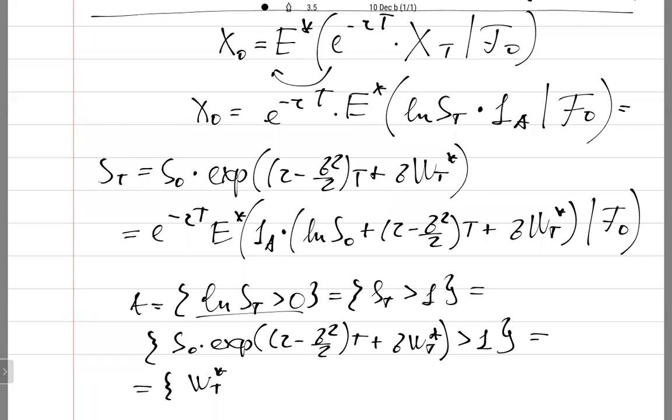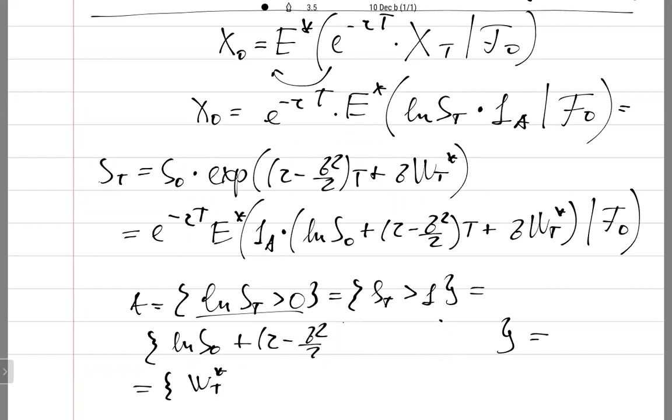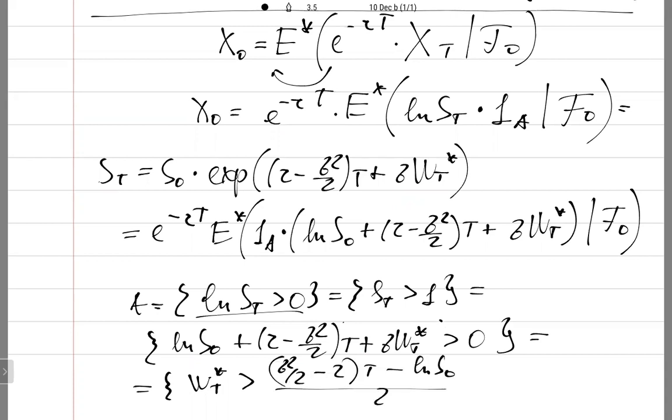Maybe it's better to work with the logarithm. I think like this it's better. It would be ln S0 plus (r minus sigma squared over 2)t plus sigma WT, and it should be greater than 0. And WT is greater than ((sigma squared over 2 minus r)t minus ln S0) divided by sigma.